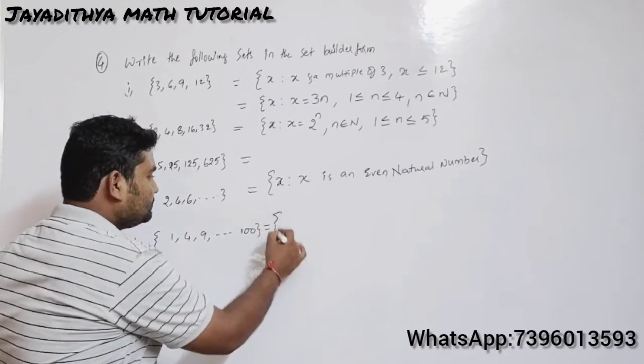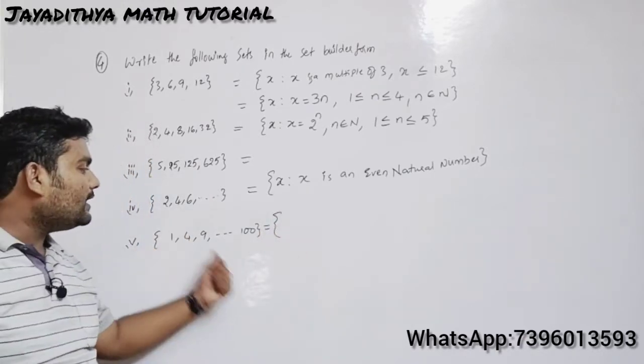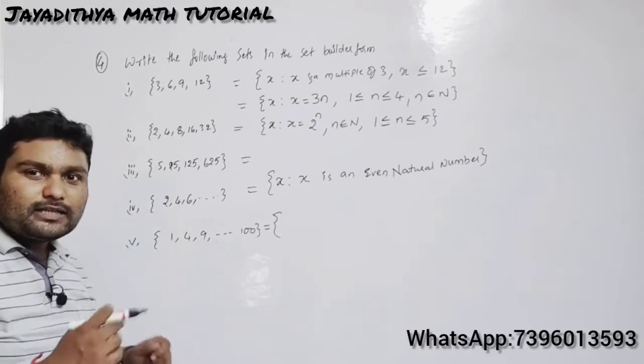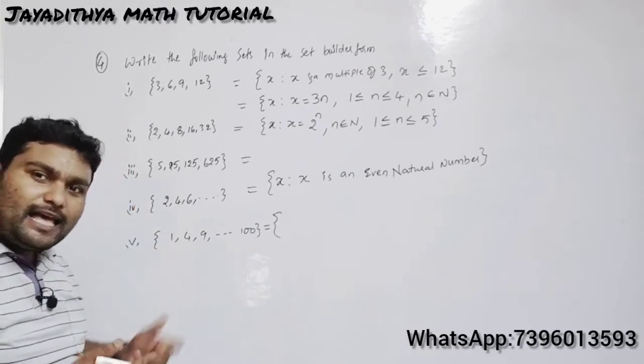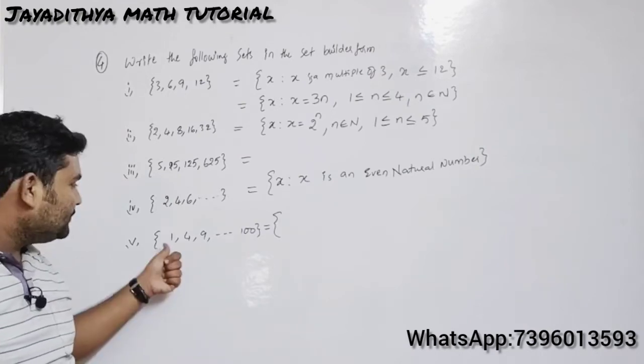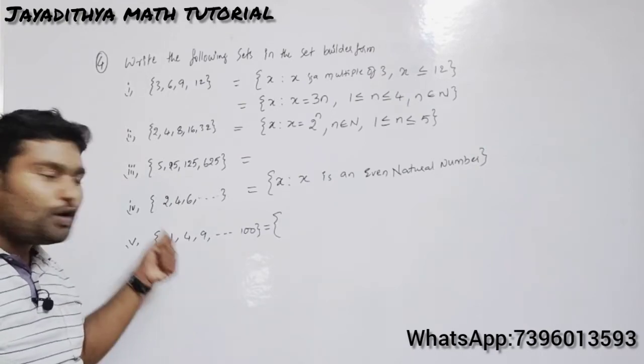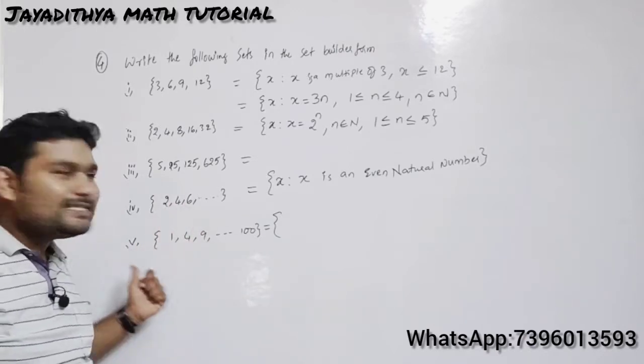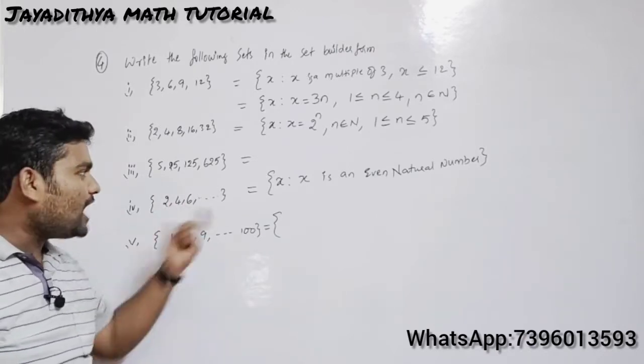The next one: 1, 4, 9, and so on up to 100. Just by looking at the numbers, can you see any common property? Yes, these are all square numbers. 1 square is 1, 2 square is 4, 3 square is 9, 10 square is 100. So this is the set of all square numbers. How to write this one?